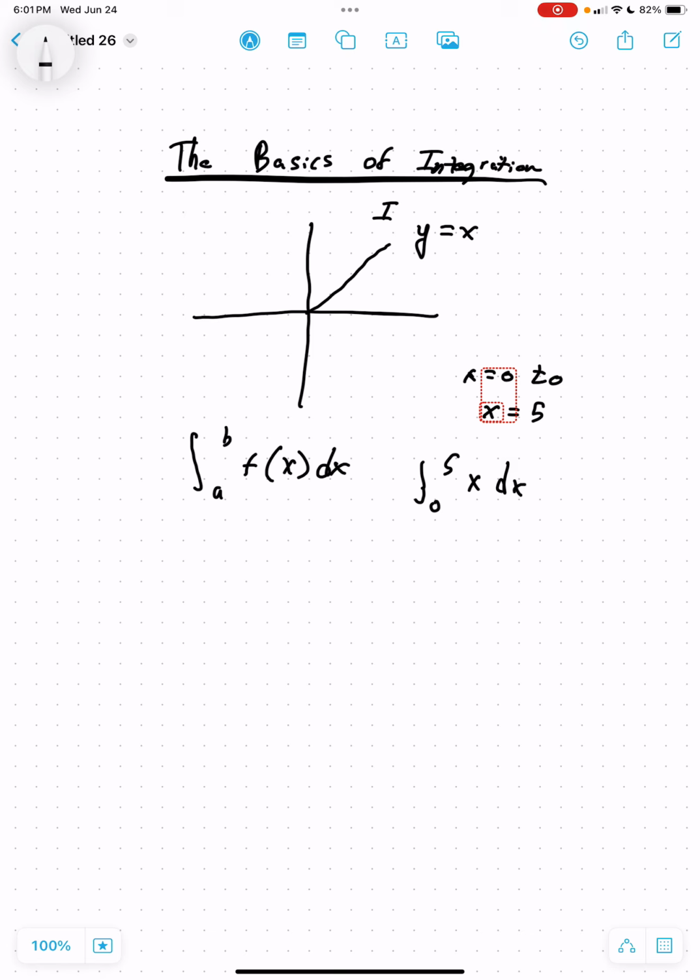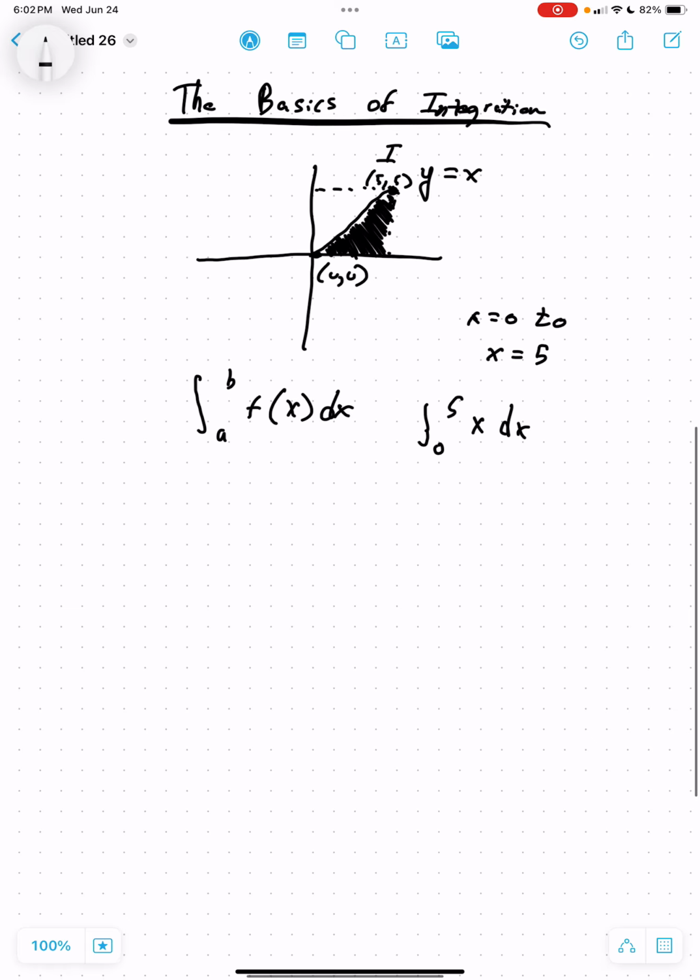And I can represent that on the graph like this. So at x equals 5, we're going to be at the point 5, comma 5. So here's 5, comma 5. And then we're also going to be integrating at the point 0, comma 0. These are our boundaries. And the integral simply represents the area bounded by the x-axis and the line at which you're integrating about. So this right here, this area under my curve, is my integral value.